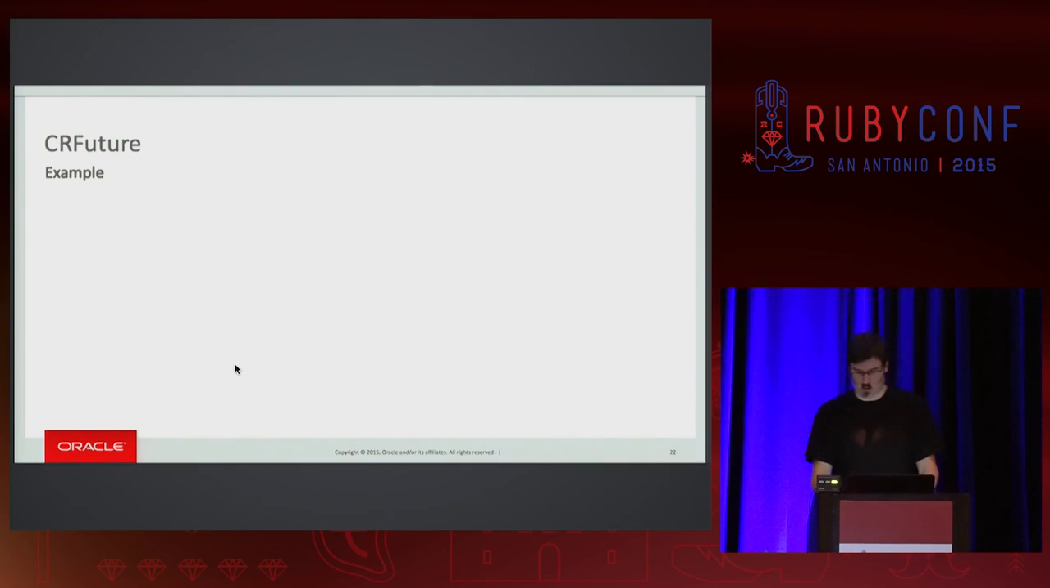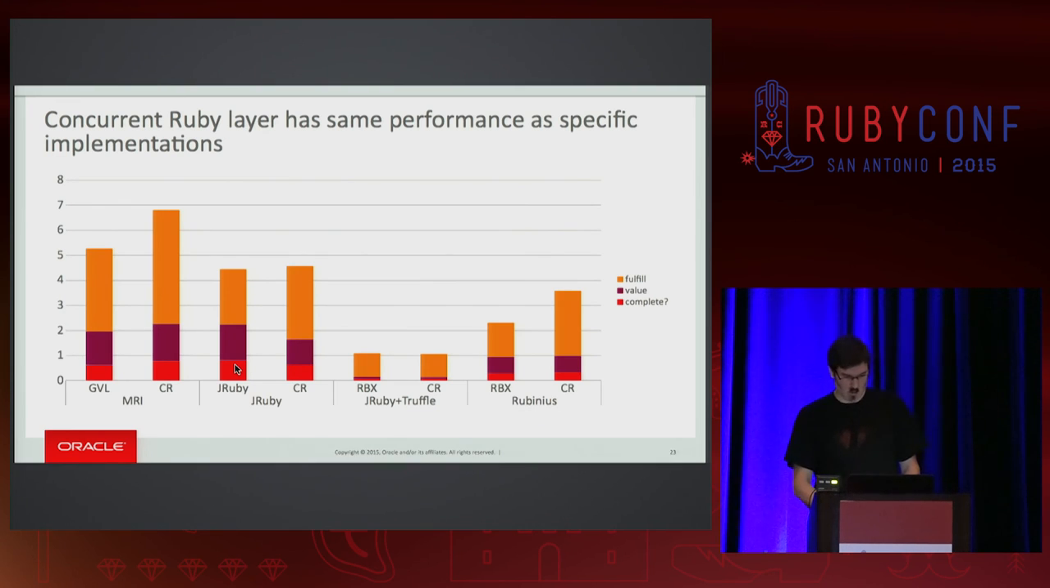But now let's look at how this performs, because it's important that if we have this abstraction, it performs pretty much the same. It has some downsides, it's not all the same. For JRuby, the results are very good, because JRuby is able to optimize away all the abstractions provided by this layer. For Rubinius, the value and complete are good. There is some issue with the fulfill part. For MRI, there is a little bit of overhead, because MRI doesn't do method inlining, so we actually do more method calls here. So it has slight overhead, but I still think that it's worth it.